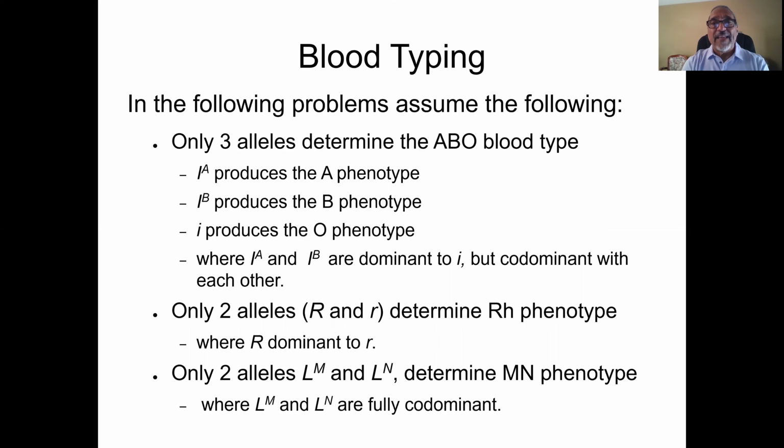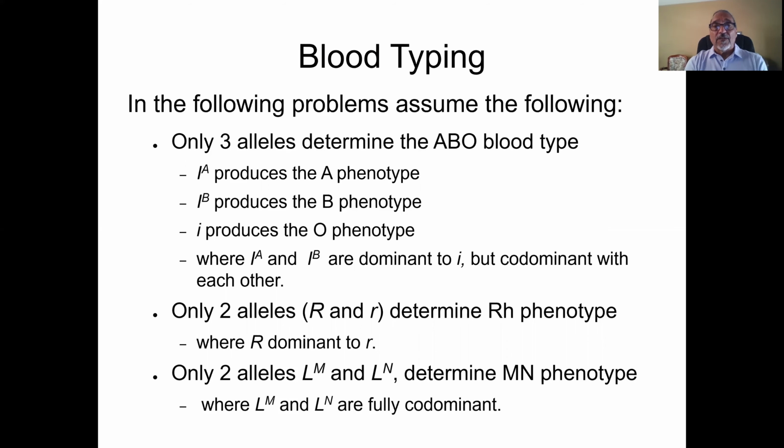And in fact, we designate the genes with the letter I. So we have I cap A, I cap B, and small I. It's always small I homozygotes that are the O. There's also the Rh type, the Rh phenotype, which has only 2 alleles, cap R and small r. Cap R is dominant to small r.